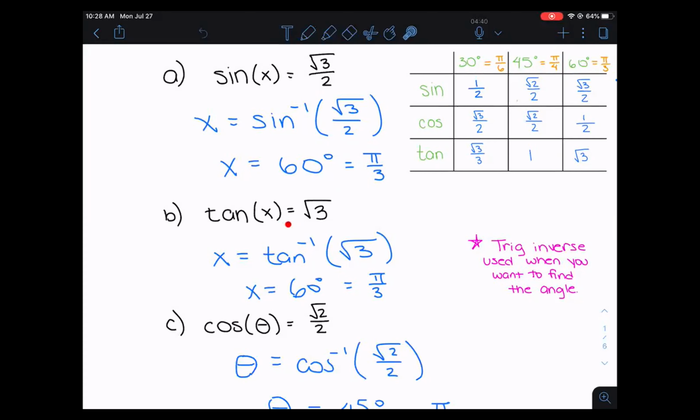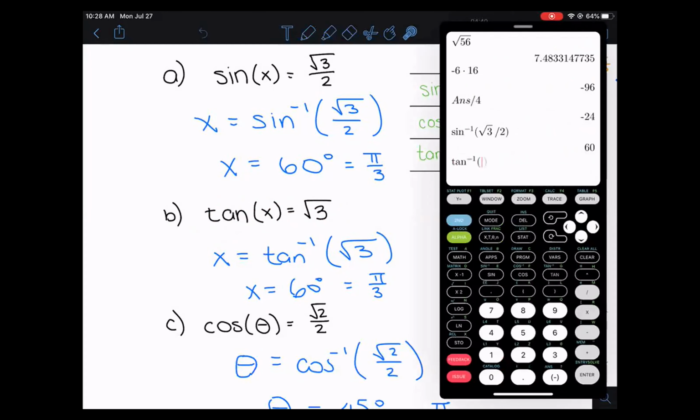So again, to solve for x, you can take the inverse of both sides. So you get that x is equal to tangent inverse of the square root of 3. All you're literally doing is taking tangent inverse of whatever's on the other side, and that tells you the angle. You can either look here, where tangent of 60 is the square root of 3, or just go to your calculator, type in second tangent and then square root of 3, and that still gives you 60. 60 is pi over 3, so that's how you can do that.